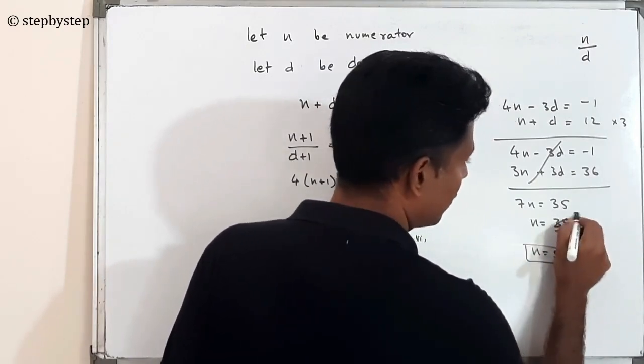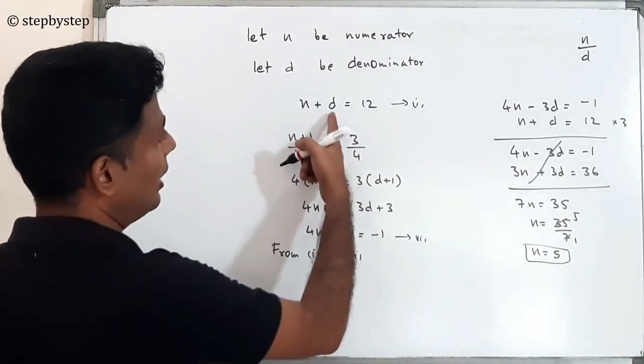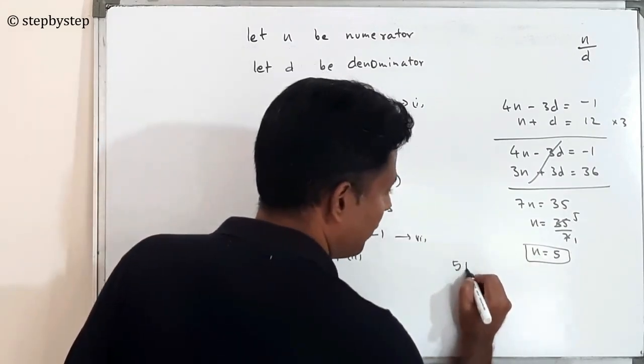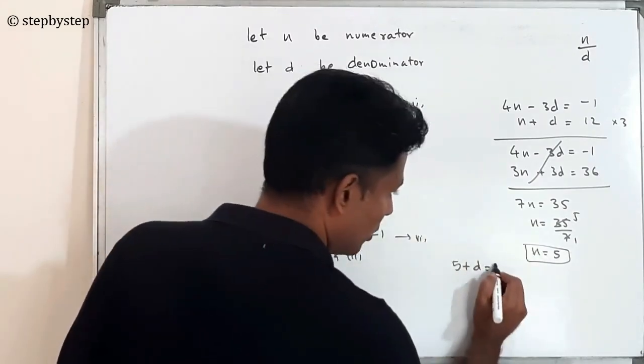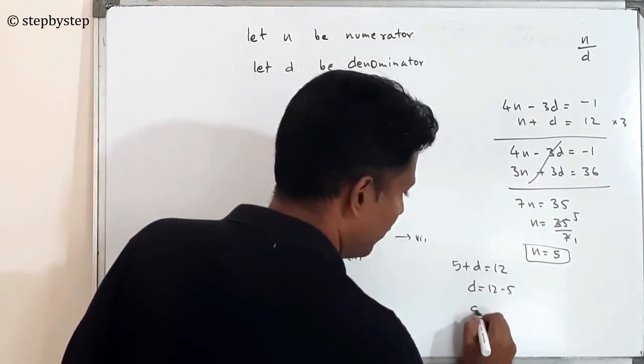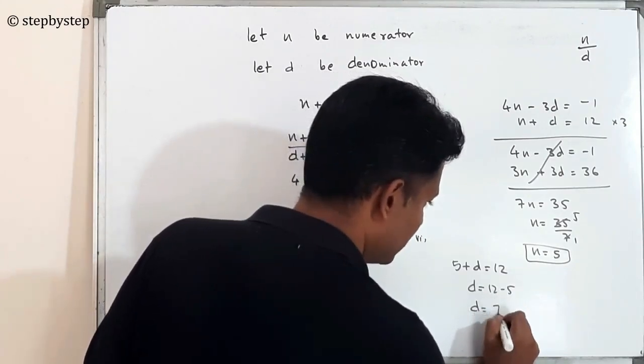7 fives are 35. I got the value of n. I can find the value of d. I'll use the first equation. We have n plus d, but n is 5. So 5 plus d equal to 12. So d equal to 12 minus 5. So d equal to 7.